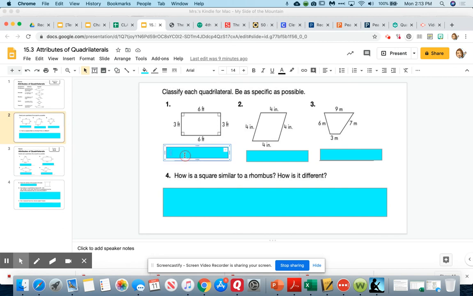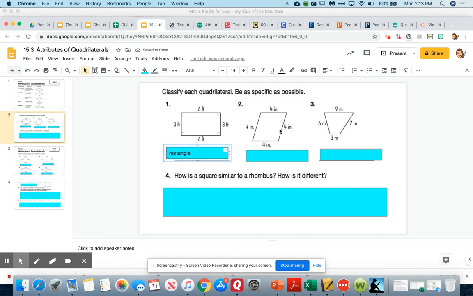So right there, we're going to call that a parallelogram. And if I can spell it. Oops, sorry. I just went back. We're actually going to call it a rectangle. Sorry about that. A rectangle.